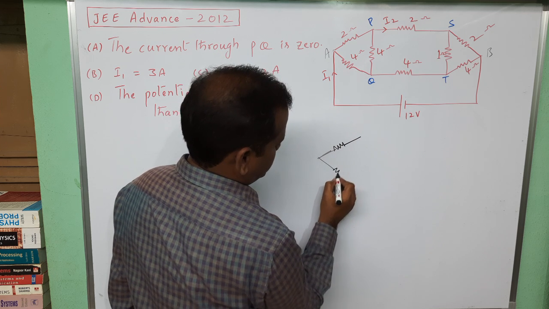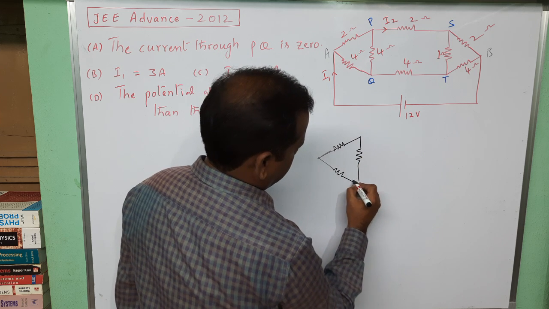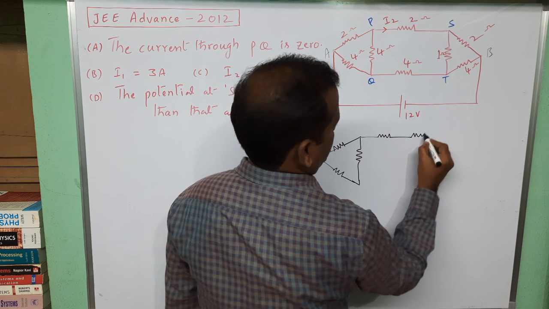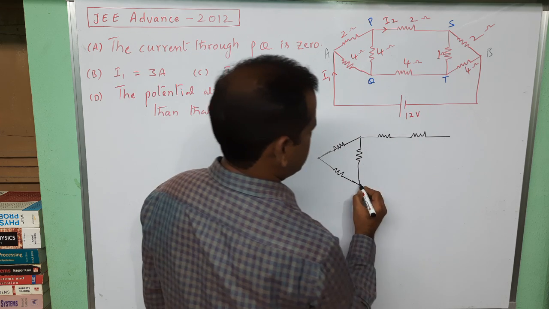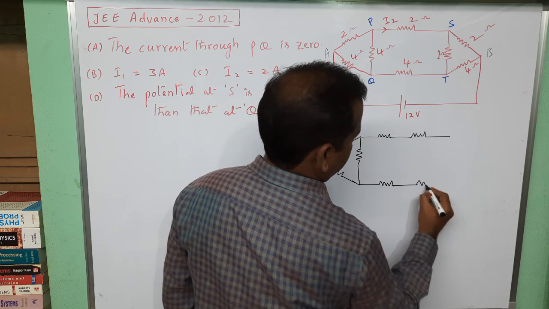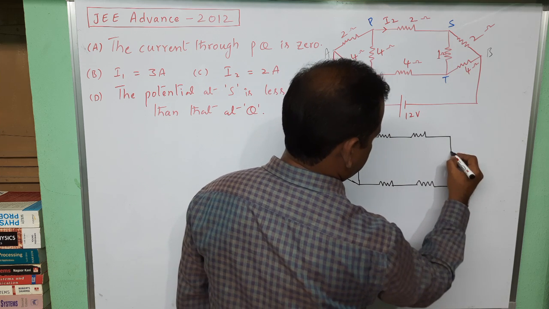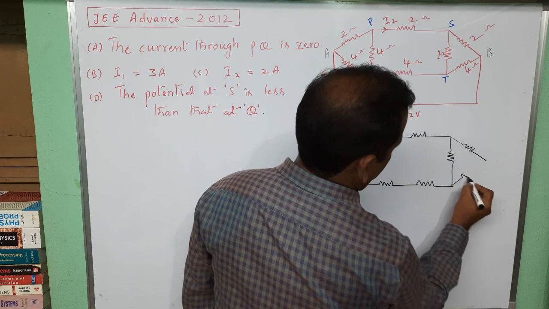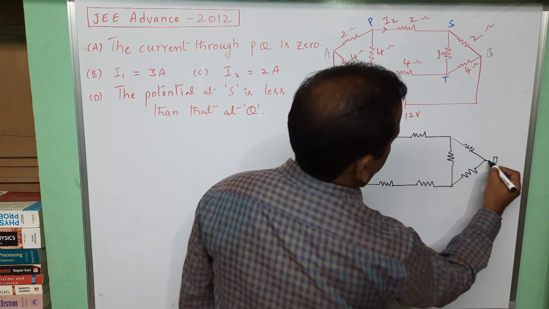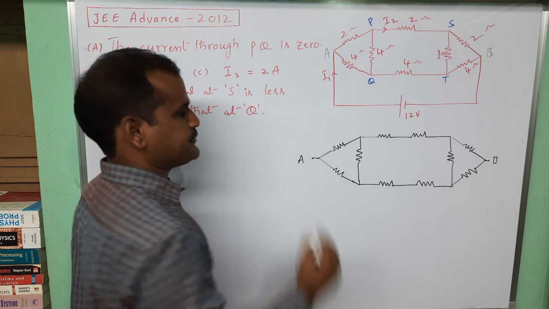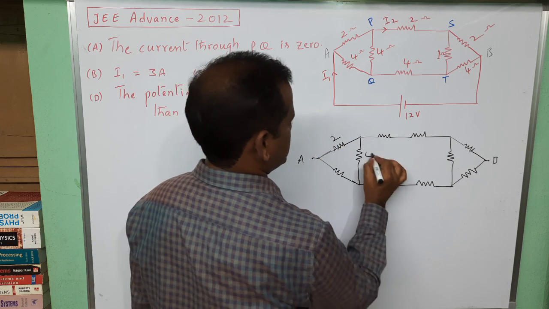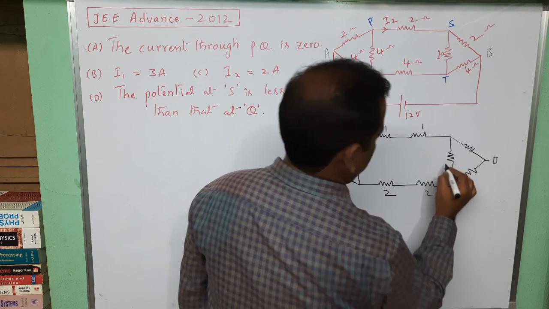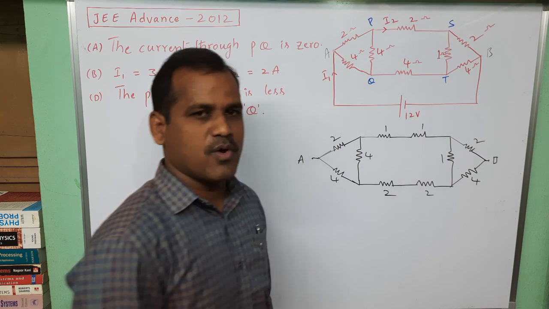first I am plotting the circuit once again. These 2 ohms I am writing as 1 ohm in series with 1 ohm. This 4 ohms I am writing as 2 ohms in series with 2 ohms. And this 1 ohm as it is. And 2 ohm, 4 ohm resistors are connected like this. This is the point B and this is the point A. So let us write the values of these resistors. 2, 4, 4 this side and 1, 1 this side, 2, 2 this side and 1, 2, 4. These are the resistor values in ohms.